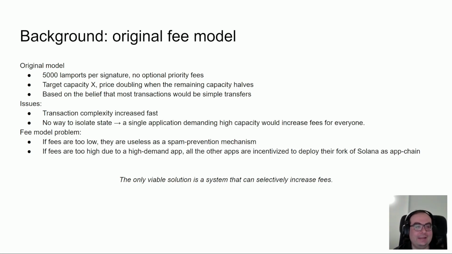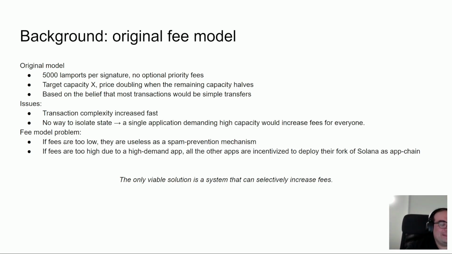And the other problem was that there was absolutely no way to isolate state. Now one of Solana's value propositions is that they can have localized fee markets, and we'll see a little bit more in detail how it actually works. But back then there was nothing like that. So all the applications were charged in the same way. And if you have one application with very high demand that increases the load on the network, then all the applications would have higher fees. And that doesn't work. That's the problem.